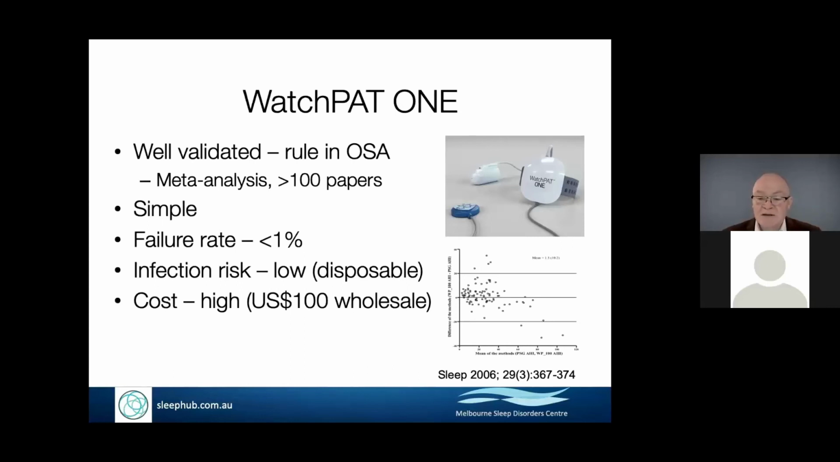It's well validated. The chart in the bottom right corner, the Bland-Altman plot against PSG, had a standard deviation of 10 events per hour, so quite a narrow standard deviation and good agreement between the two tests. The downside is cost. The wholesale cost of this device, at least in Australia and the US, is $100.